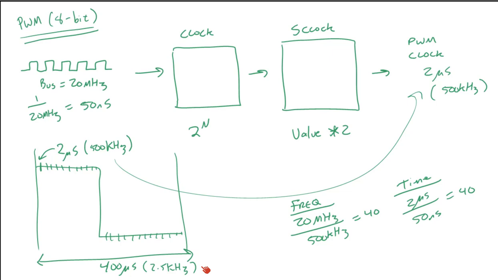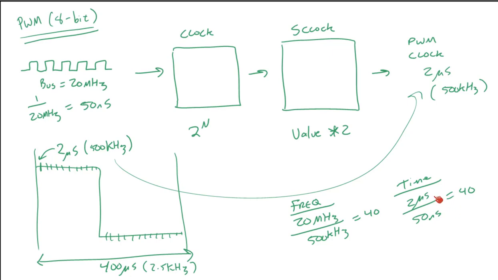Okay, so in terms of what we're looking for to clock down the bus rate, in the case of frequency, if I consider the main bus rate is 20 megahertz and I'm looking for a PWM clock rate of 500 kilohertz, if I were to divide that out, I would see that I'm looking for a total division of 40. And the same thing if I do this in terms of time.